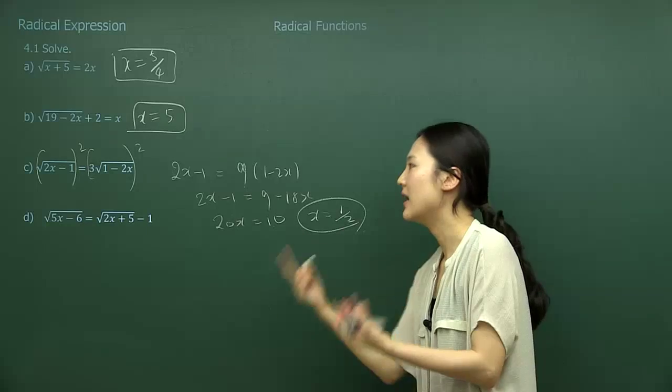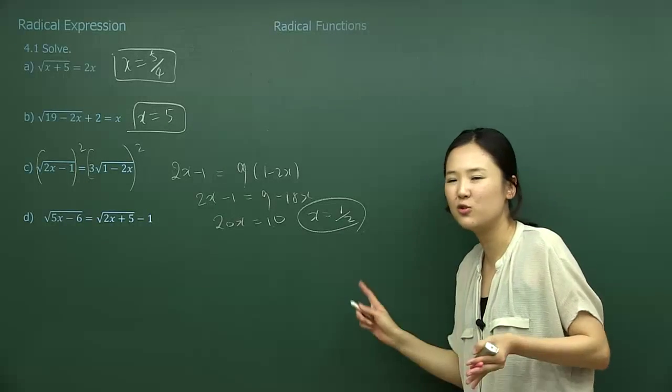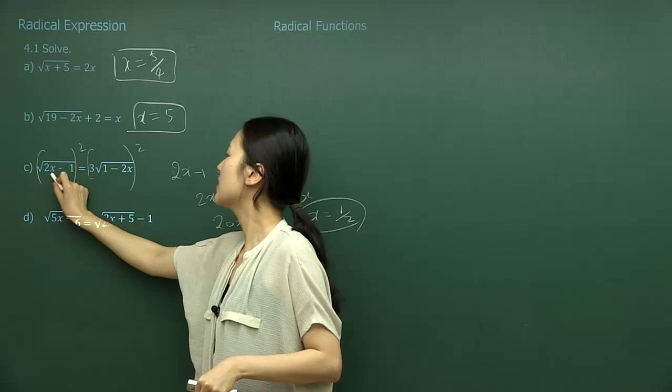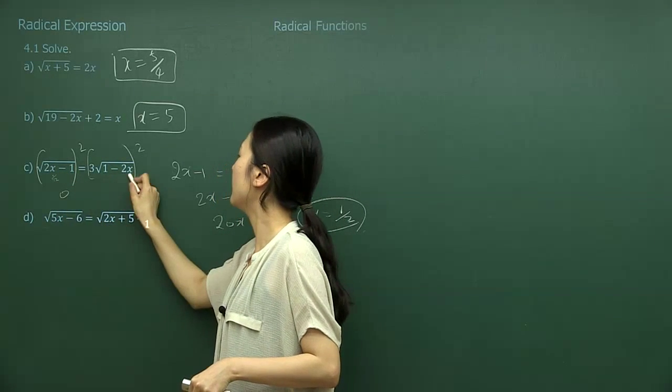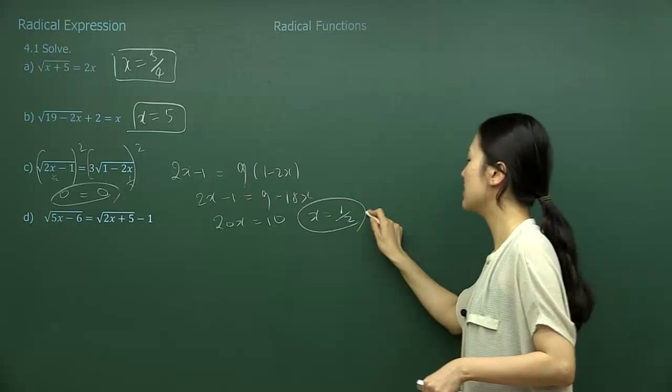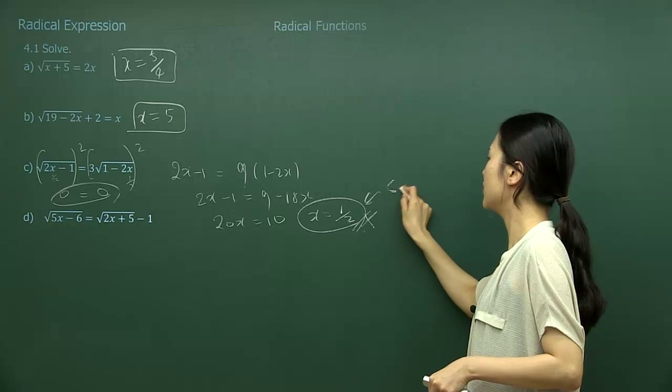And okay, I know it's kind of irritating, but you do have to plug it back in. So when you plug in 1/2 as x, that equals 0. What about this side, that equals 0 too. You see how 0 equals 0? So this checked. This is the solution.